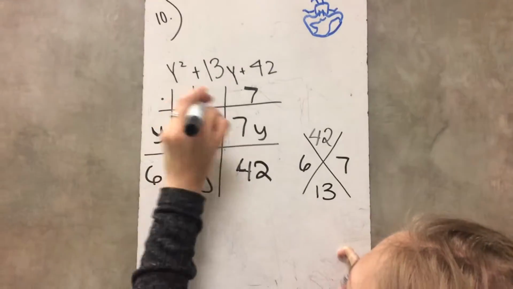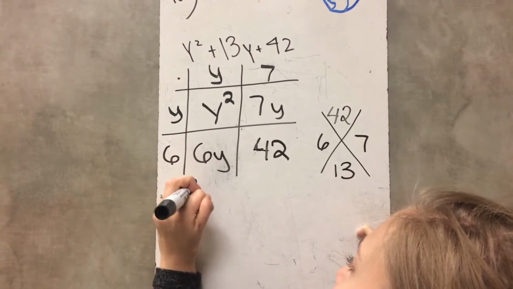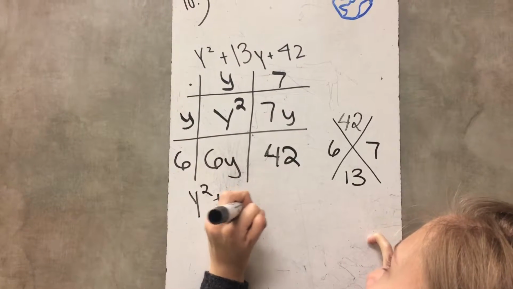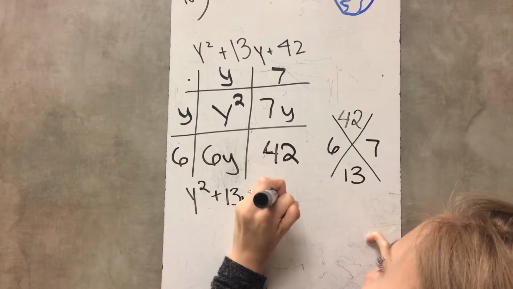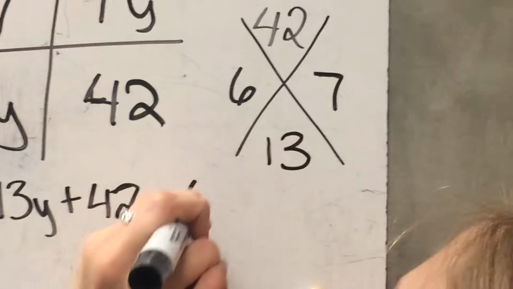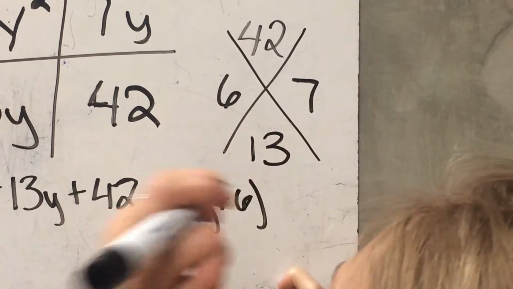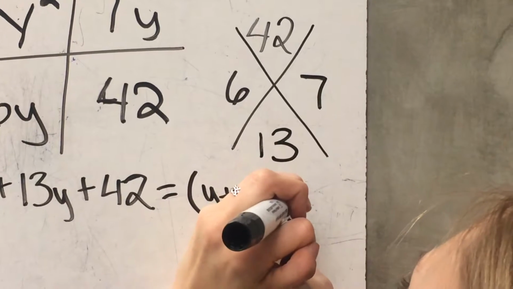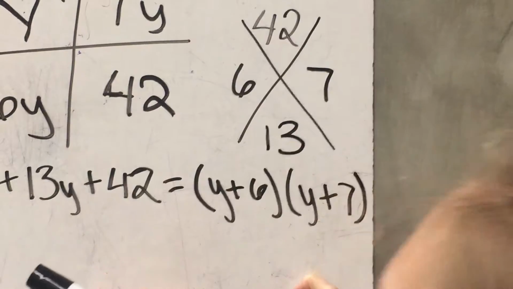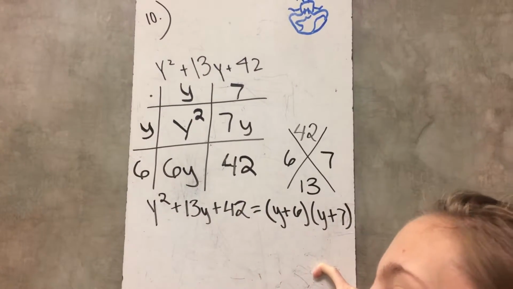Therefore, we have this equation, y squared plus 13y plus 42 is equal to (y plus 6) times (y plus 7). And that is how we get the factored form. And moving on to the next one.